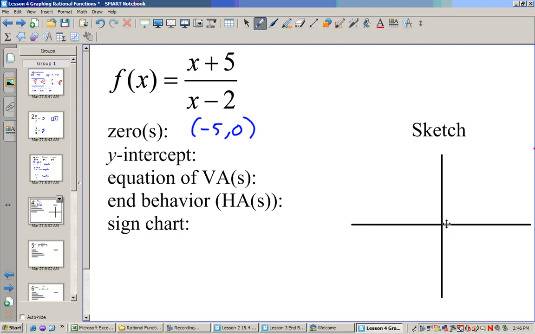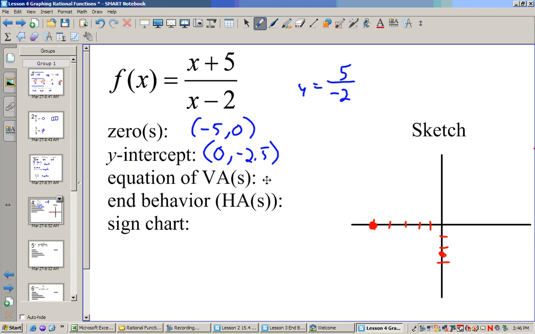So I'm going to go to negative 5, 1, 2, 3, 4, 5, and negative 5, 0 is a 0 in this function. The y-intercept, that's when I plug 0 in for x, and I see the y. So if I plug in 0 for x, I get 0 plus 5, which is 5, over 0 minus 2, which is negative 2. So y is equal to negative 2.5. Now I'm going to put that on the graph. And that's going to be my y-intercept.